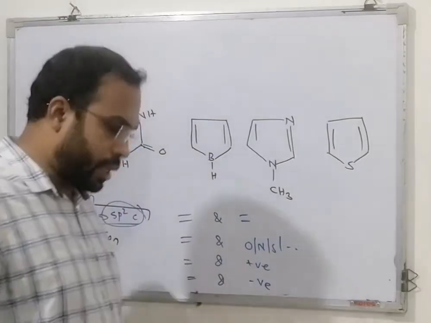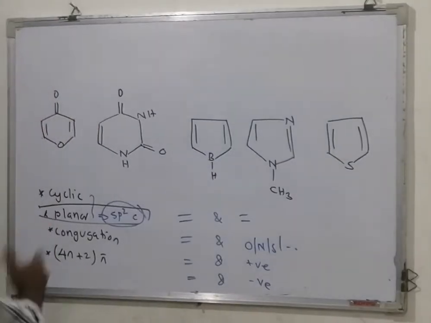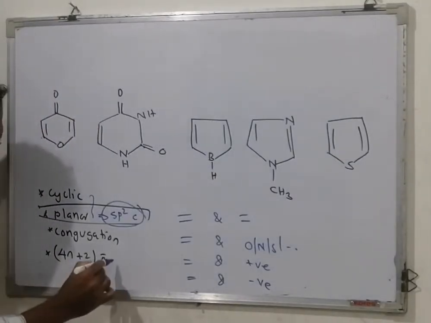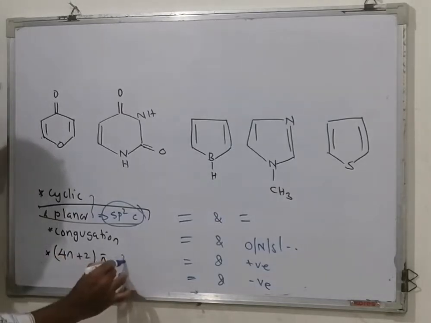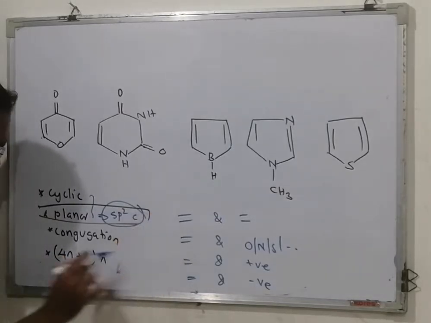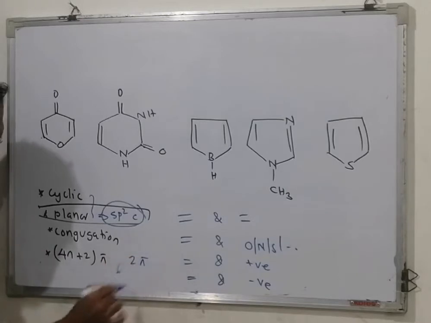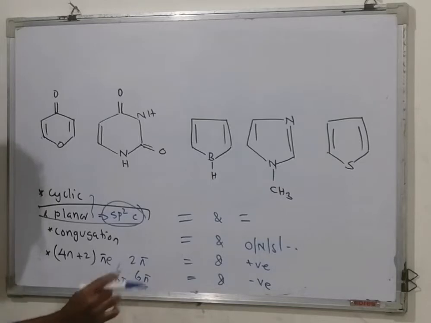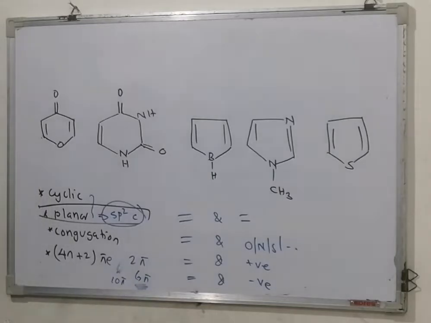Oxygen, nitrogen. Now let us check one by one. Then 4n plus 2 pi electron. That is 2 pi electrons or 6 pi electrons, 10 pi electrons, like that. Okay? Huckel's rule.